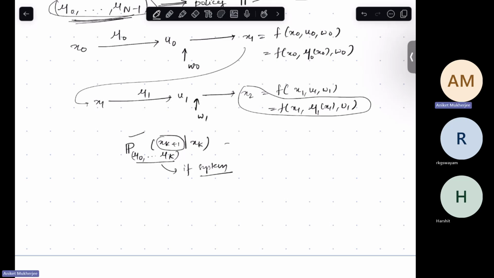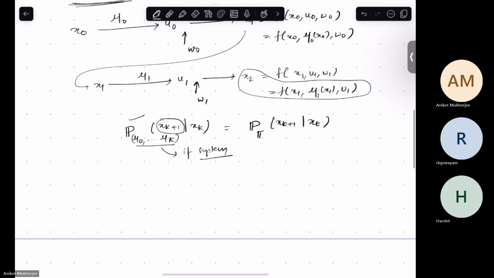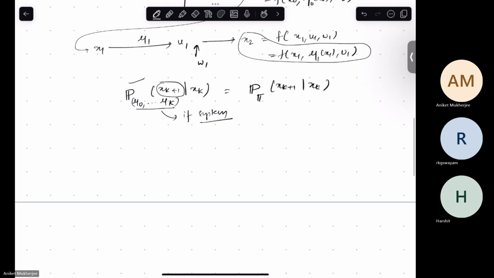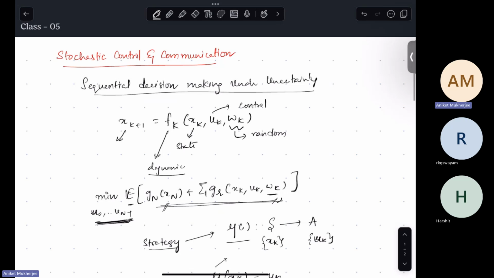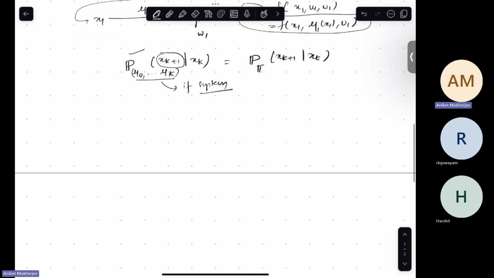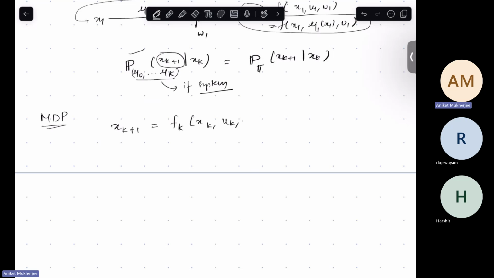So sometimes we'll denote it as P pi of xk plus 1 conditioned on xk. Yesterday we saw this whole thing as a stochastic control formulation. In the same way, you can have an MDP formulation. The MDP formulation is also the same as the stochastic control formulation, where you have xk plus 1 equal to f of xk, uk, and wk.